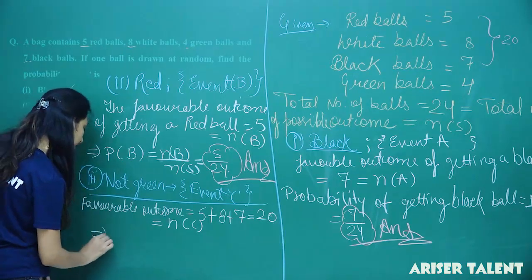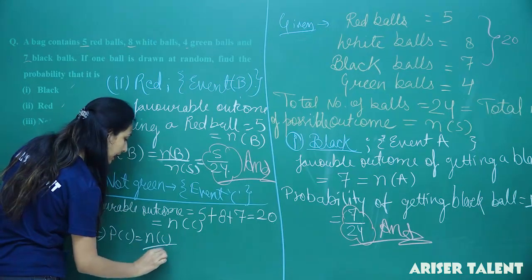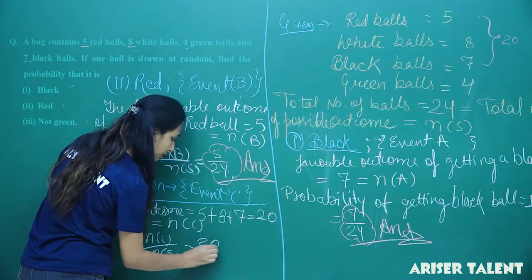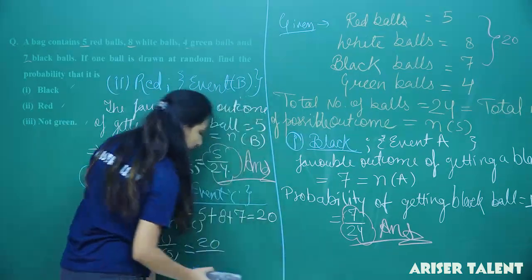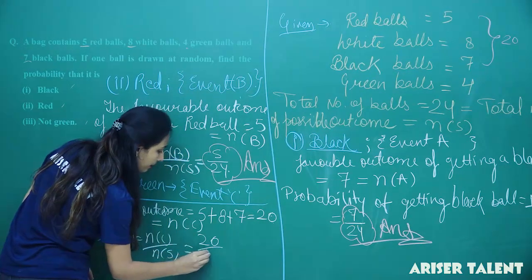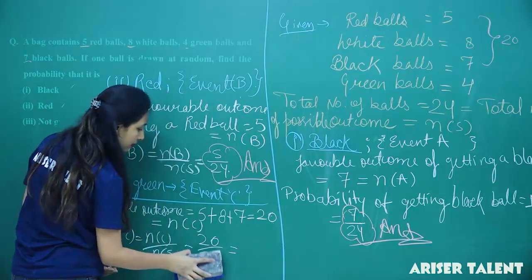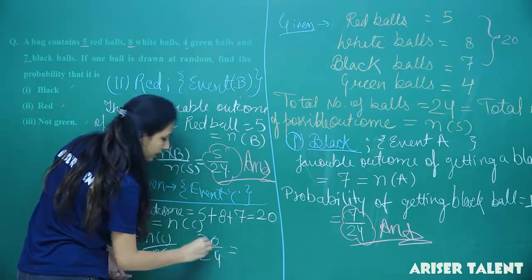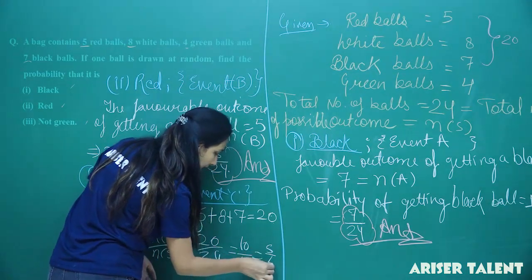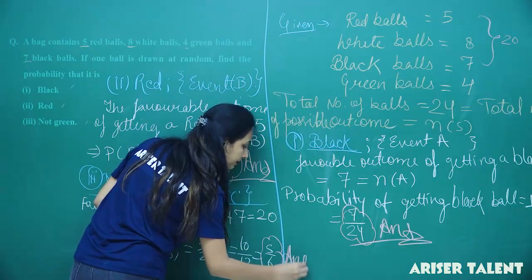This implies that PC is equal to NC upon NS, and that will give you what? NC is 20. NS is 25. Right or wrong, students? Right? So 20 by 25. 25 or 24? 24 it is. So 24, 20... that will be 10, that will be 12, that will be 5, that will be 6. So students, this is 5 by 6, which is your answer.